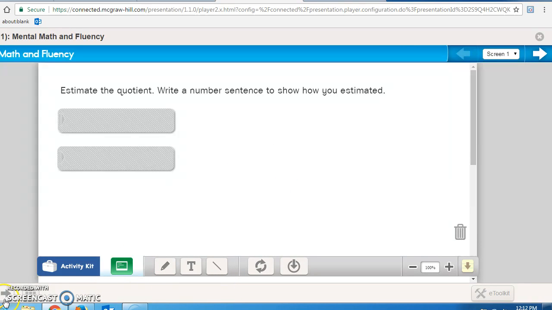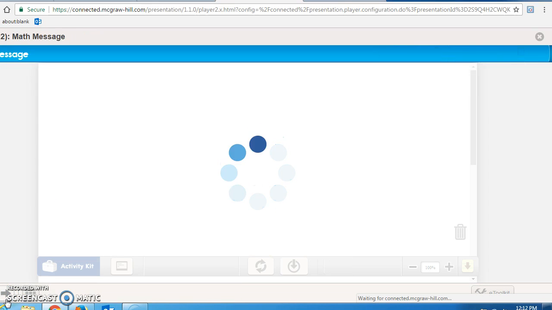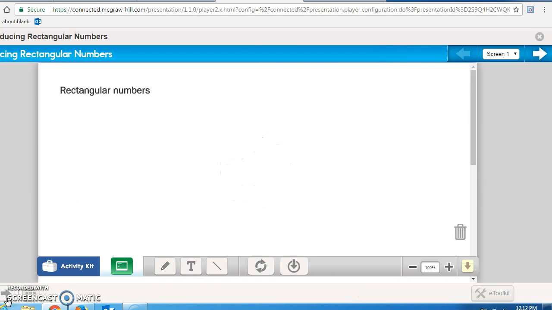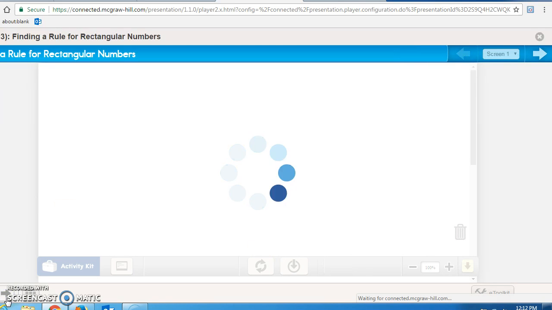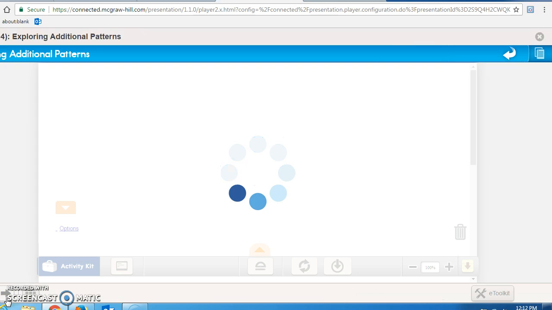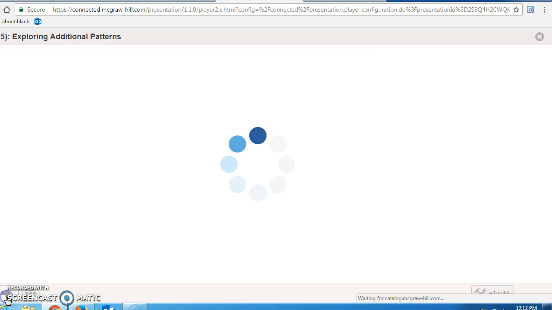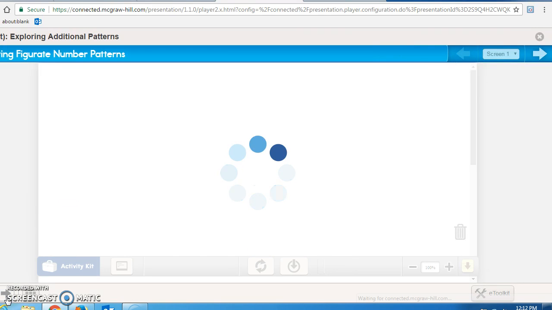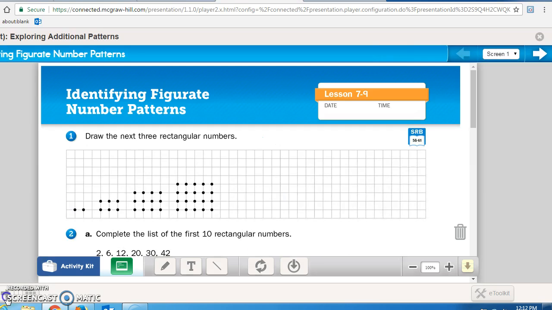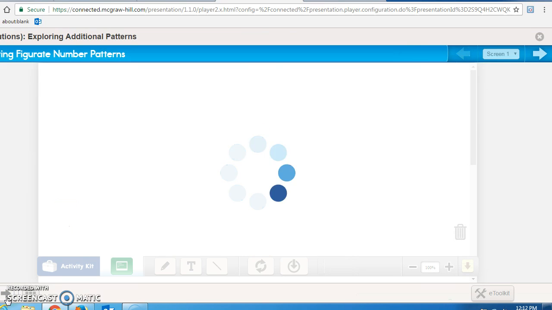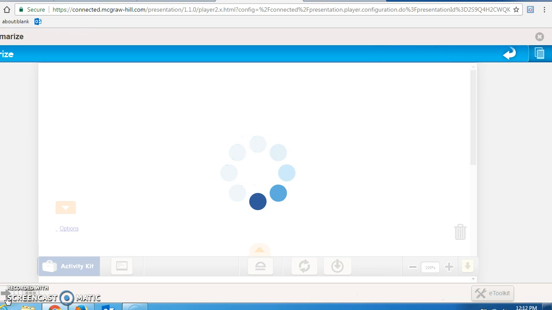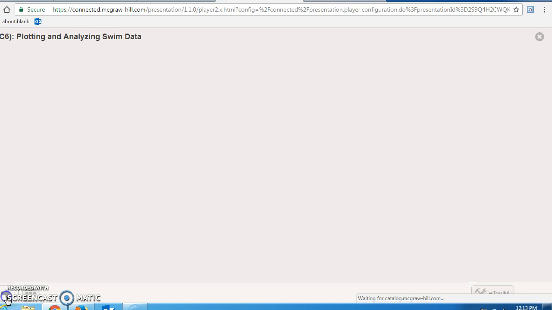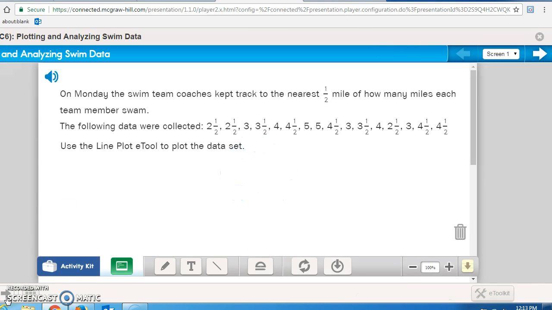So, plotting the points. You need to take the numbers, and you should have noticed already that the numbers are going up by a half. So you start with your lowest number 2, and then you increase it by a half to 2.5. And then you can increase it by a half to 3. Increase it by a half to 3.5. So that's what you should be doing with your line plot. What should the title of your line plot be? Well, Monday's swim data could be a good title for your plot. Maybe underneath the numbers you could put number of miles to the nearest half mile.